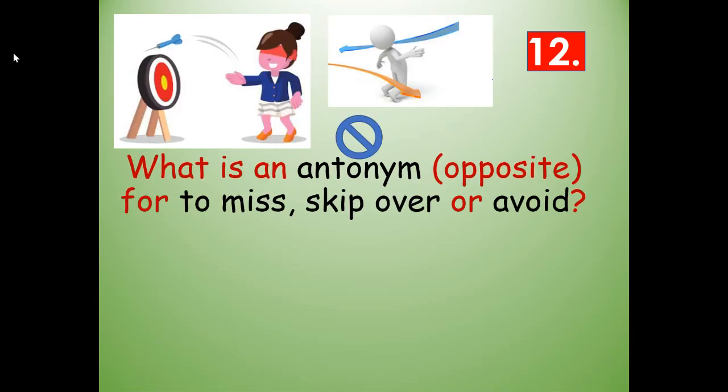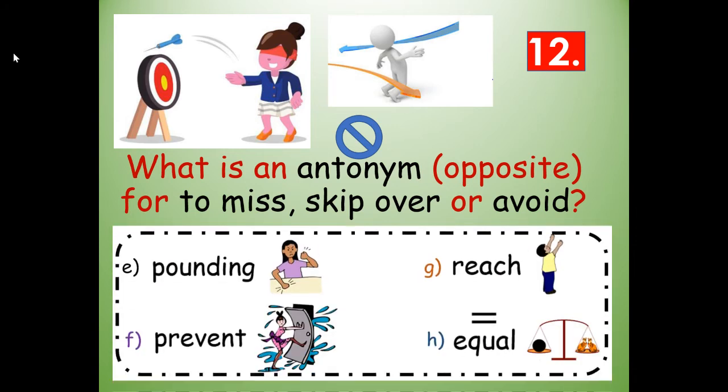Number 12, what is an antonym, which means the opposite, for to miss, skip over, or avoid? So what's the opposite of missing or skipping over or avoiding? Would it be pounding, prevent, reach, or equal? It would be reach because you actually got it. You got to it. You hit the mark. You were able to get it. Reach. That's the opposite of skip over, miss, or avoid. R-E-A-C-H, reach.